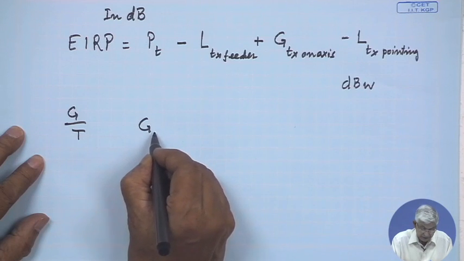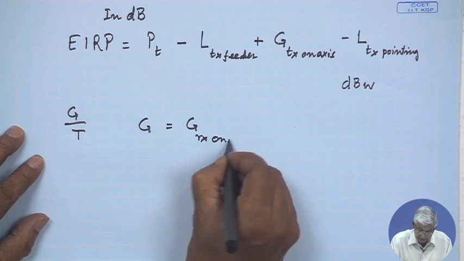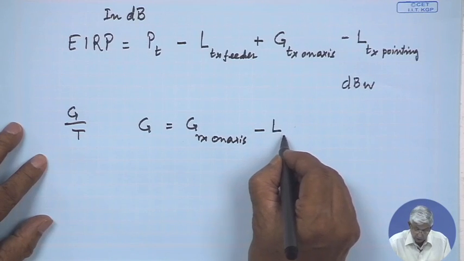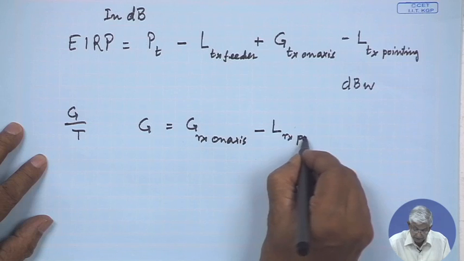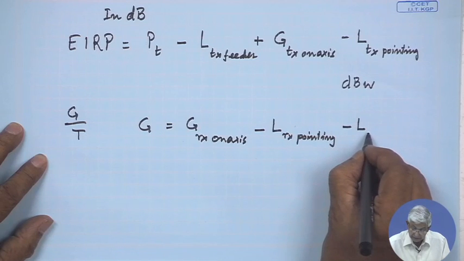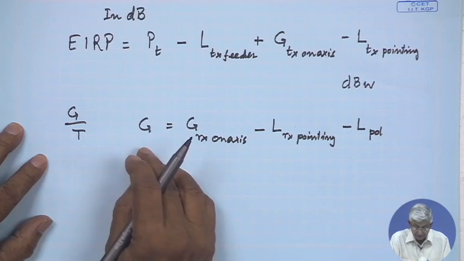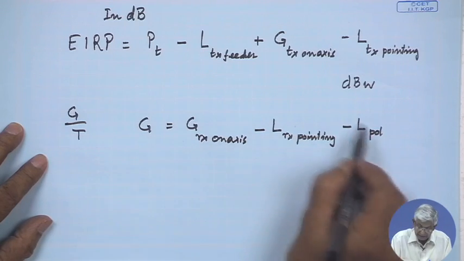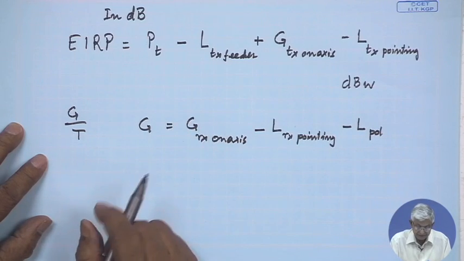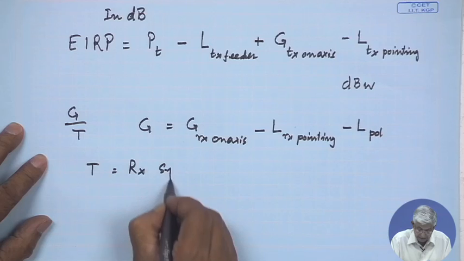And the G by T, which is the receiver characteristics. In this, the G is the antenna gain of the receiver on axis. Then there is a loss in the receiver by the pointing. Then there is a loss by the receiver polarization mismatch, if you recollect. So, all these things will be put together, and in dB terms it is the antenna gain part of that receive antenna, and there is a T, which is the receiver system noise temperature.